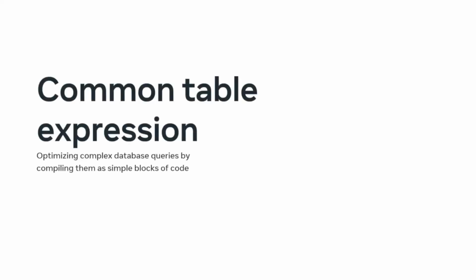A CTE is a method of optimizing complex database queries by compiling them into simple blocks of code. These blocks can then be used to rewrite the query by calling the CTE when required. This simplifies the query and makes it much easier to read and maintain. A common table expression can be created for one or multiple queries. It all depends on the requirements of your database. Let's begin with an exploration of the syntax for a single CTE.